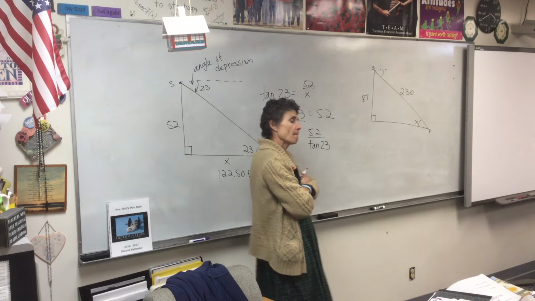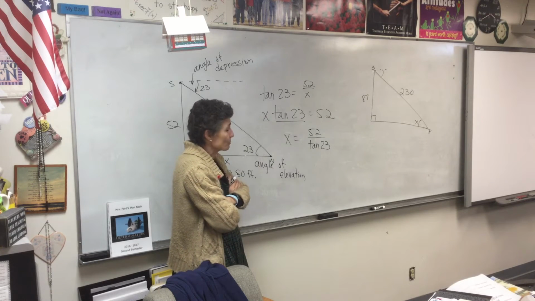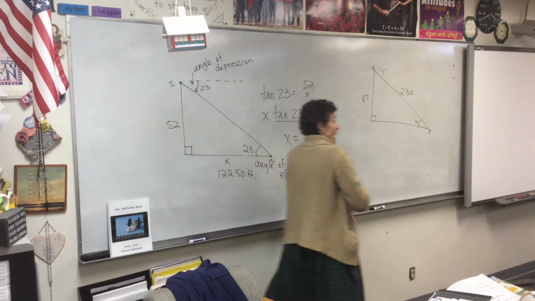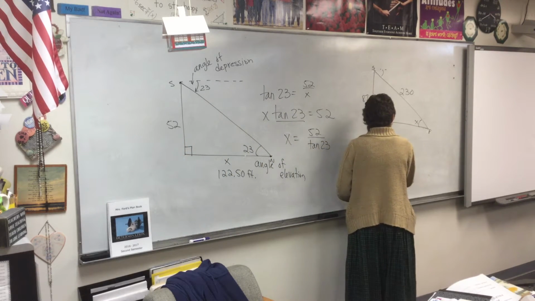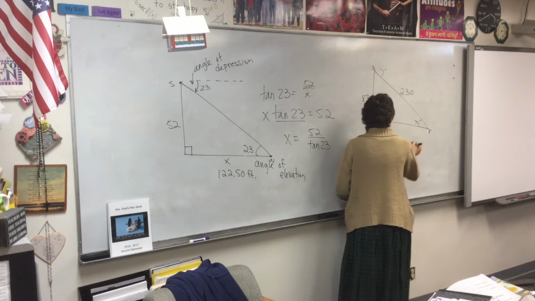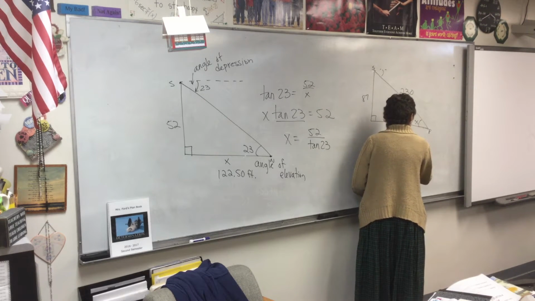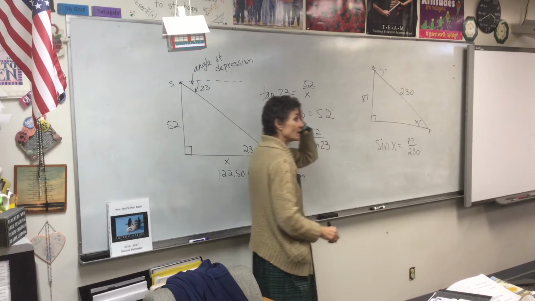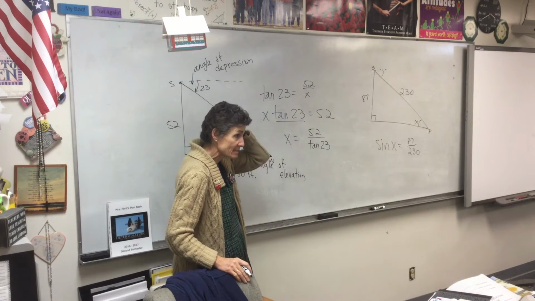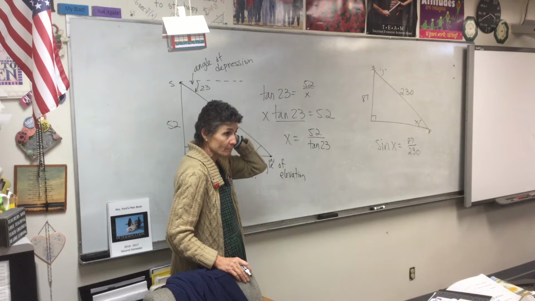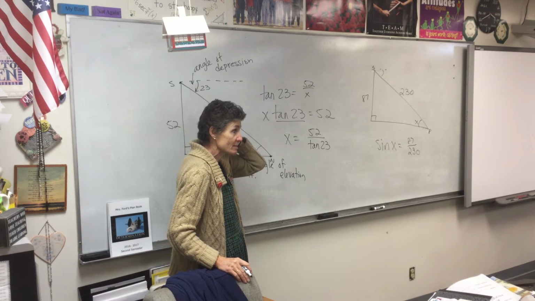This is interesting. What function do you think I should use? Sine. I don't know my angle though, so I'm going to say sine x equals 87 over 230. Would you agree with that? You may not know what to do with it, but do you agree with that sentence or that equation? Everybody understand why we're using sine?